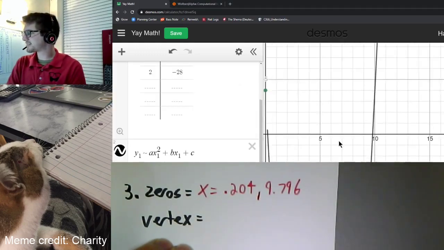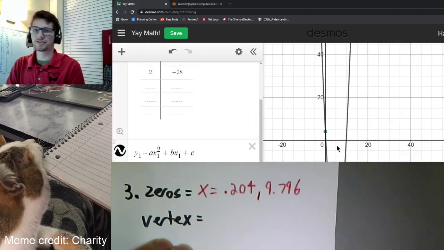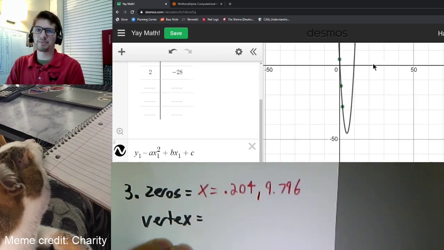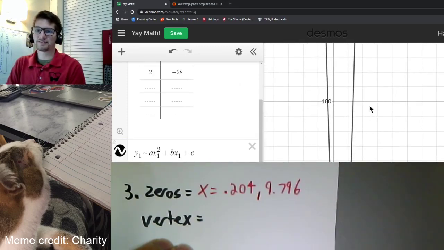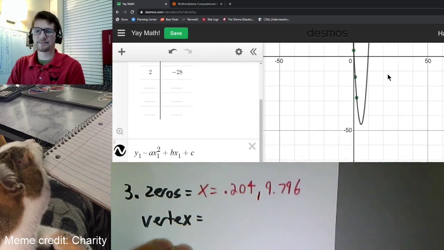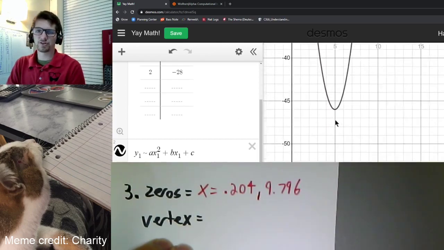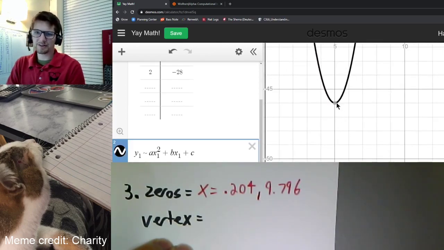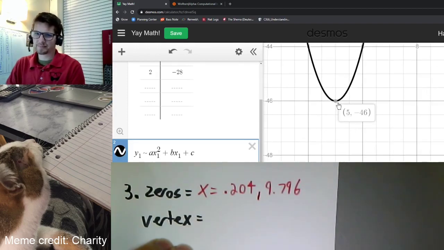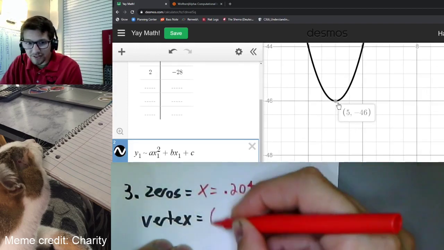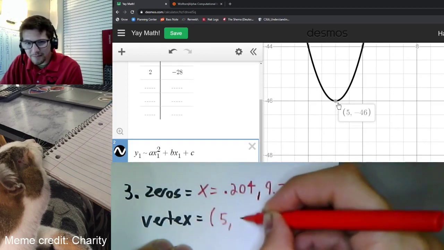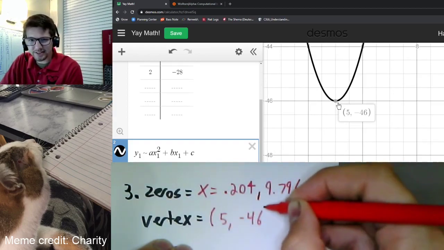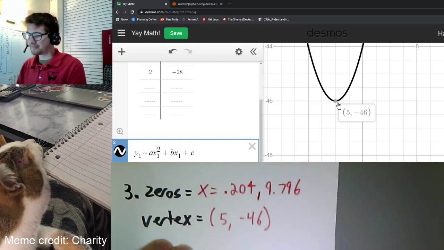Next is looking for my vertex. So to find my vertex, remember we said in the notes that the vertex is the very top or the very bottom of the graph. Doesn't look like I'll find the top, but it does look like I can find the bottom of it. So if I scroll in on the bottom and click right in the middle, it should give me the point, and it does. Looks like the vertex is 5, negative 46. And there's my vertex.